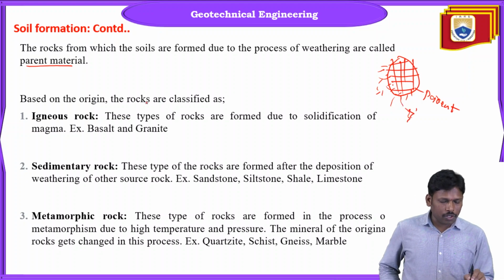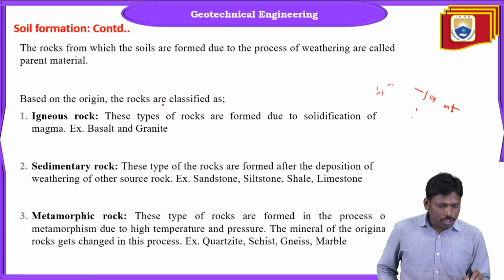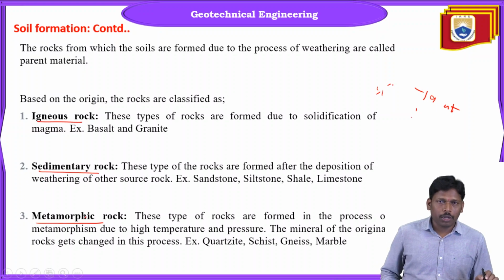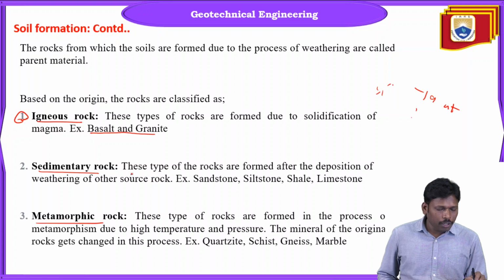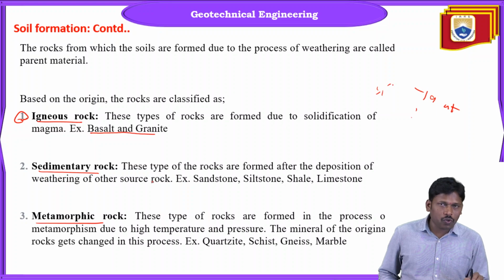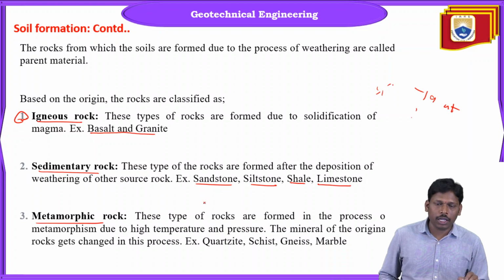Now, based on the origin, the rocks are classified as igneous rocks, sedimentary rocks, and metamorphic rocks. Igneous rocks are formed due to the solidification of magma. Examples of igneous rocks are basalt and granite. Sedimentary rocks are formed after the deposition of the weathering of other source rock; sandstone, siltstone, shale, and limestone are examples.